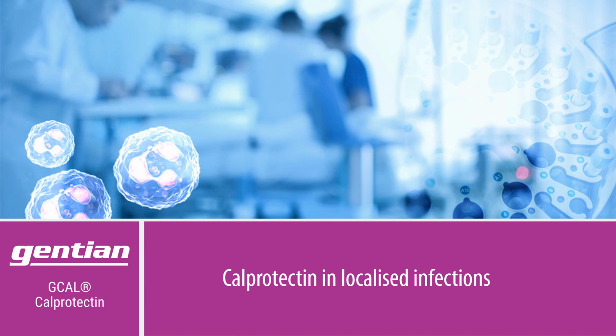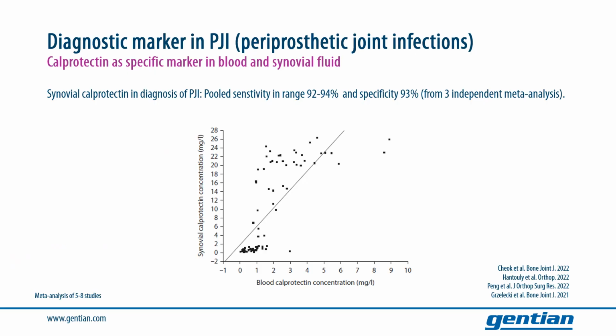Coming to the final chapter, where I want to highlight some results looking at calprotectin as biomarker in localized bacterial infections. There have been a number of studies investigating the diagnostic use of calprotectin measured in synovial fluid for periprosthetic joint infections, which is a serious complication of hip and knee replacement. There have actually been 3 meta-analyses reporting pooled sensitivity and specificity over 90% for calprotectin measurements in synovial fluids from 5 to 8 studies analyzed in total.